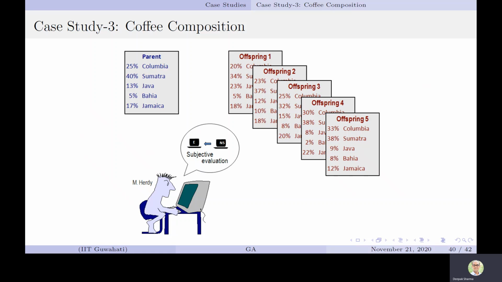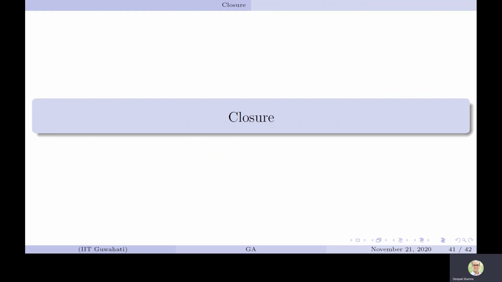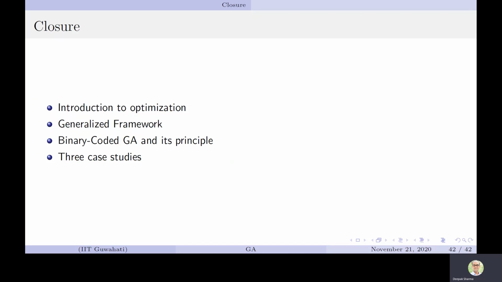In that way, he is generating the offspring solutions, as you can see here, offspring 453, using the operators. Finally, this genetic algorithm, or other evolutionary algorithm, was able to give him the best combination of the coffee that he liked the most. It is very interesting in this study. Again, for this study, we do not have any objective function written in terms of variables such as x1, x2, and x3.